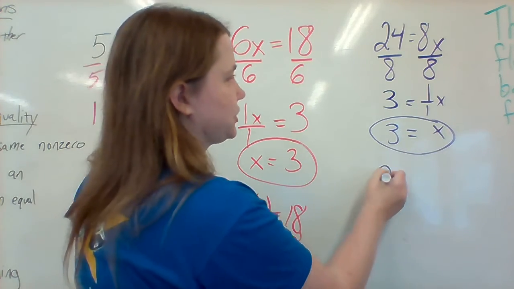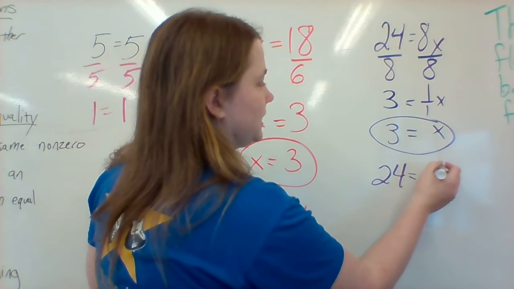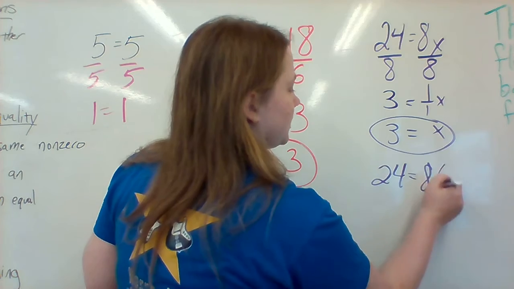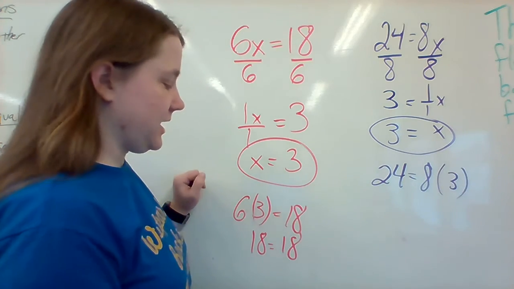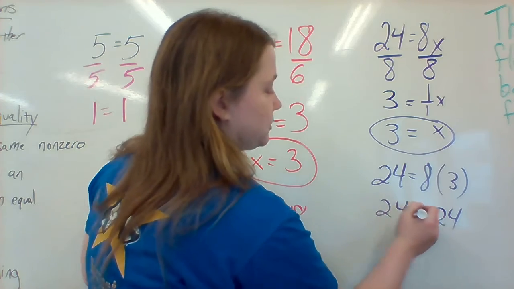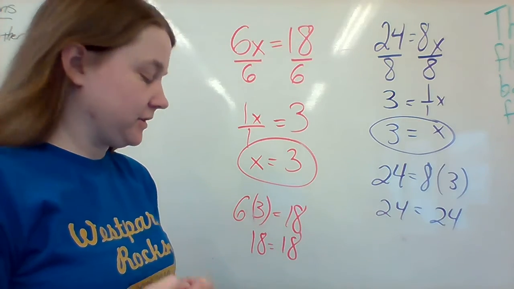Let's go ahead and double check that. 24 equals 8x, but instead of x, we're going to put in 3, and 8 times 3 is 24. And 24 is still 24, so I know that I got the right answer.